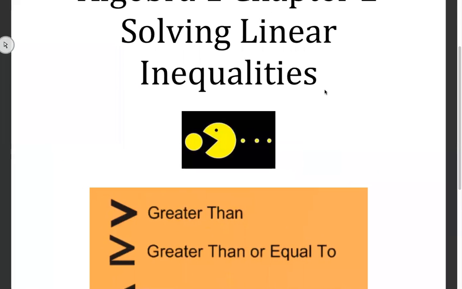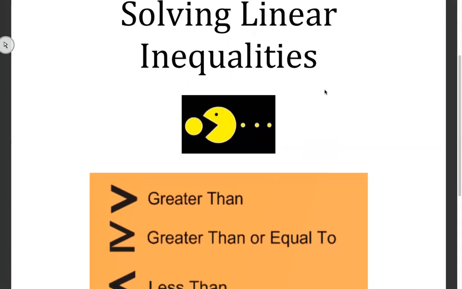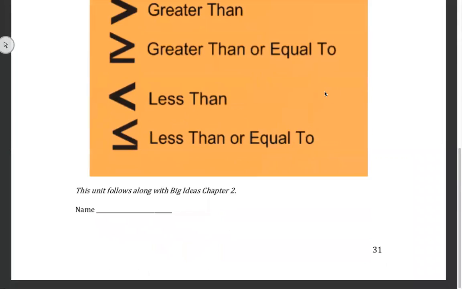So here's a little picture of Pac-Man because when I'm doing inequalities, I'm thinking about eating, okay? You always eat the bigger piece, so to say. And that'll make sense, okay? And I can draw a Pac-Man or an alligator, whichever one I'm feeling at the time.